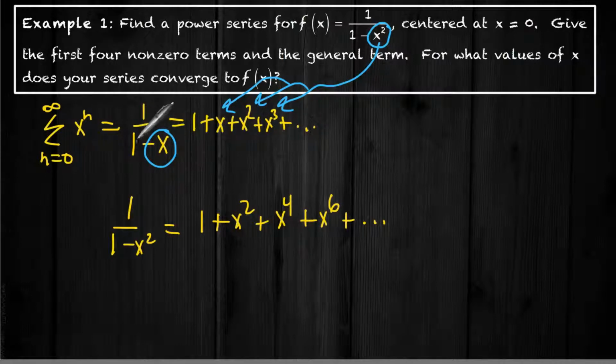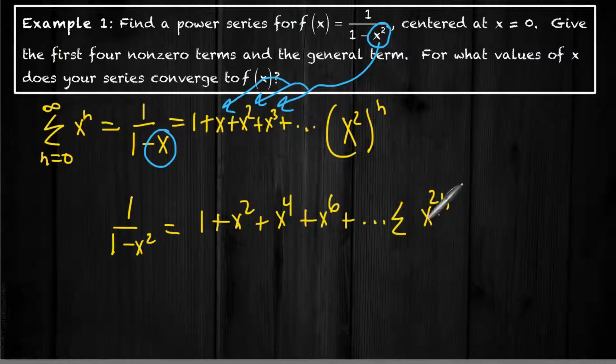And similar to what we did in the previous videos, we're going to replace the x in the general term with x squared as well. So that's going to be x squared to the n, which is going to give us a general term of x to the 2n, n equals 0 to infinity. And so this is our general term for this power series representation.